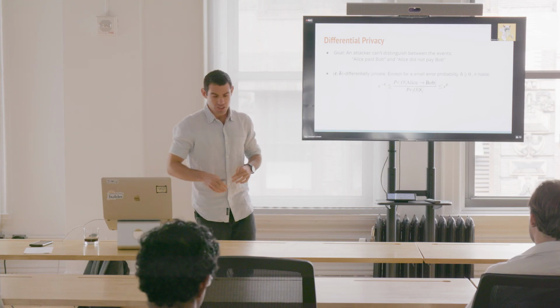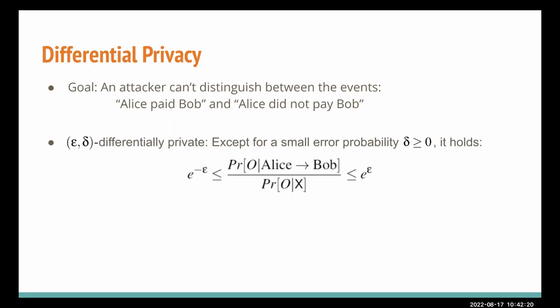Does anyone know what differential privacy is? Awesome. So I'll just go fast on it. In our case specifically, we want the attacker to not be able to distinguish between two events. The first event is that Alice paid Bob, and the second is that Alice didn't pay Bob. The formal definition uses epsilon and delta. As epsilon goes to 0, the probability of seeing a specific observation of the attacker on the network should not be correlated with whether Alice paid Bob or Alice didn't pay Bob.